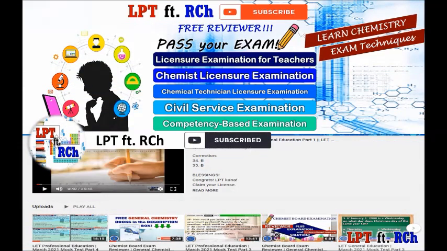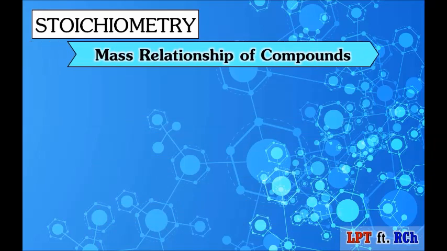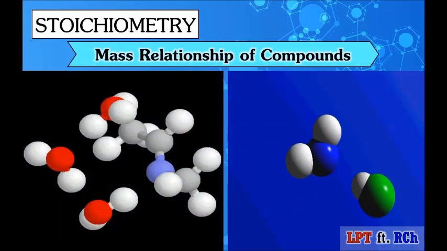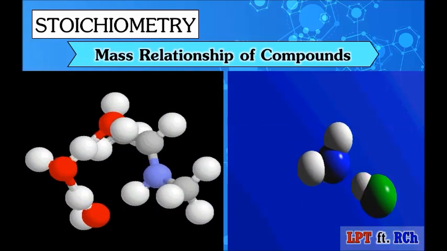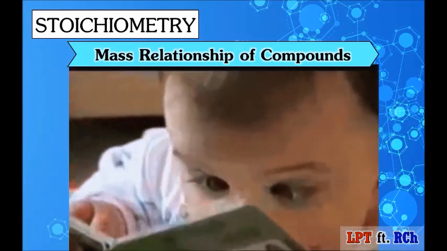In this video, we will discuss the very basic topic in chemistry: stoichiometry. It is all about calculating the mass relationship of compounds, elements, and atoms in a chemical reaction. This is very important in the entire chemistry course. So if you're a chemistry major, you can learn some techniques in solving problems here, and stay tuned.